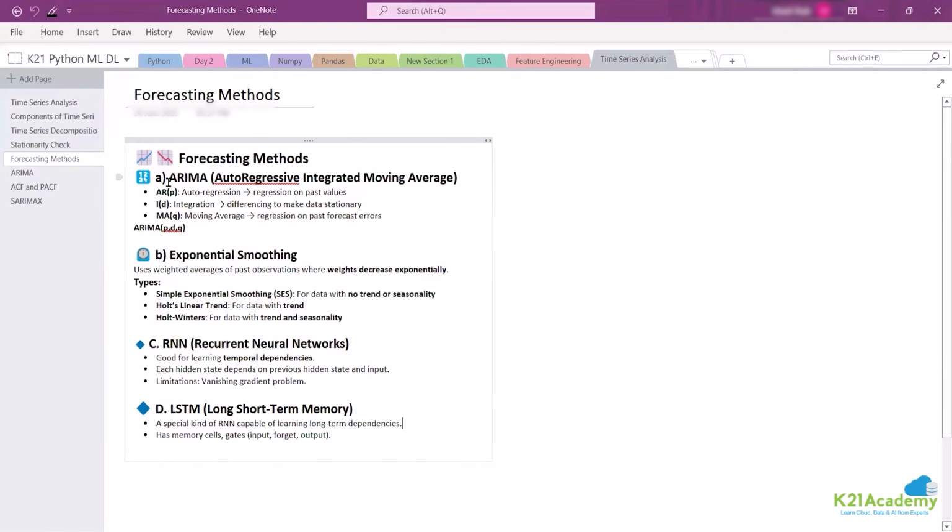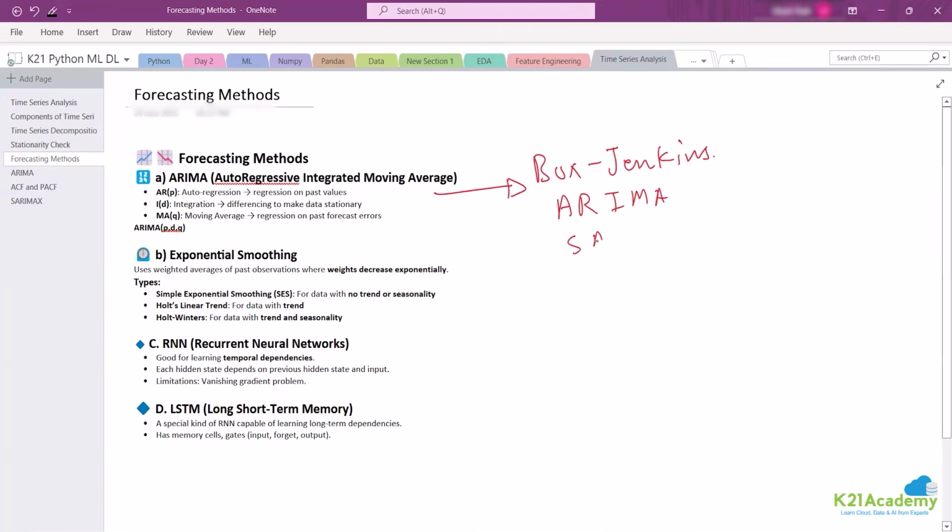Here the first model is ARIMA. There are multiple flavors of this ARIMA, and these are also called the Box-Jenkins models. So there is a model called ARIMA, then there is SARIMA, and one more, SARIMAX.